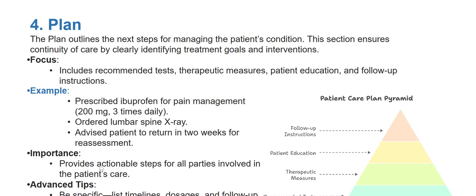The importance here is that it provides actionable steps for all parties involved in the patient's care. Advanced tips: be specific, list timelines, dosages, and follow-up criteria. Document instructions for patient education and lifestyle modifications clearly. Address unresolved problems and explain why certain actions are deferred, if applicable. And here is a diagram showing the patient care plan as a pyramid.